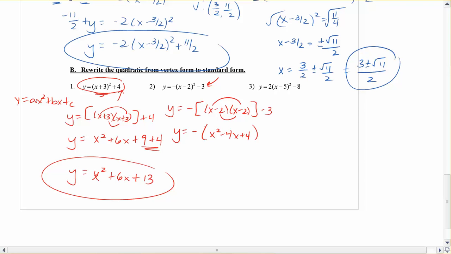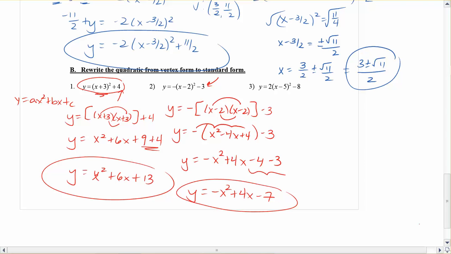Because I'm going to have to take this negative, don't forget your minus 3, and distribute that throughout. So it's going to change the signs of everybody in my parentheses. Negative x squared plus 4x minus 4. Again, just keep bringing down that negative 3. At the very end, I can put those terms together to get negative x squared plus 4x minus 7. And again, I went from vertex form, and now I'm in standard form.